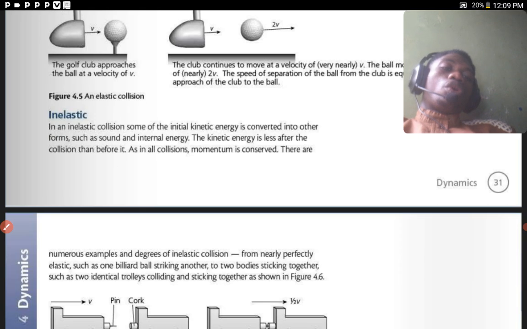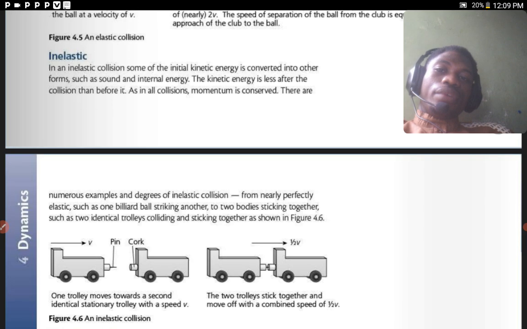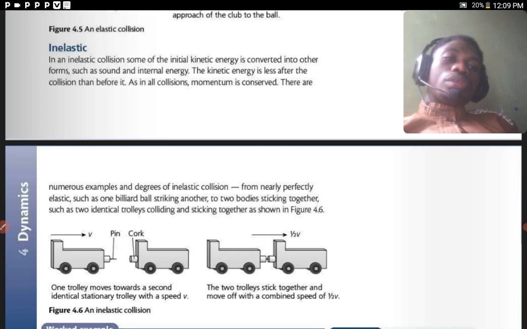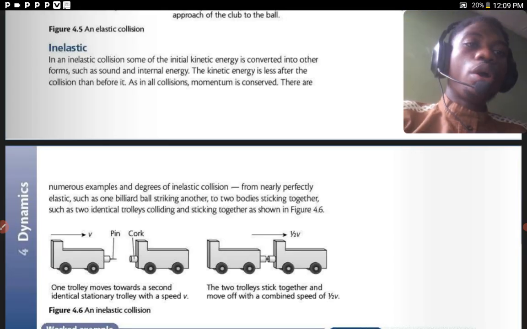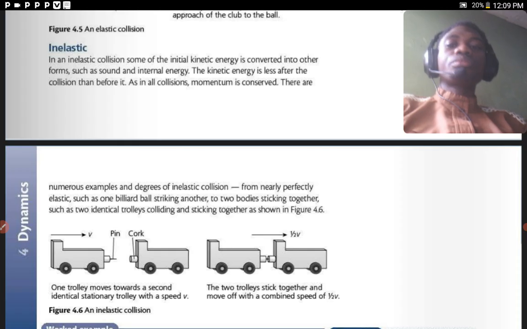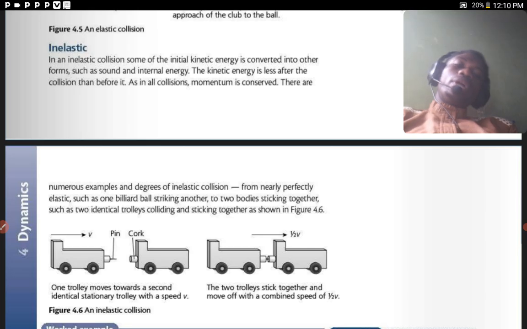Now, guys, we will delve into the second type of collision, which we'll call the inelastic interaction, otherwise known as the inelastic collision. Now, in an inelastic collision, some of the initial kinetic energy is converted into other forms of energy, for example internal energy and sound also. Good.